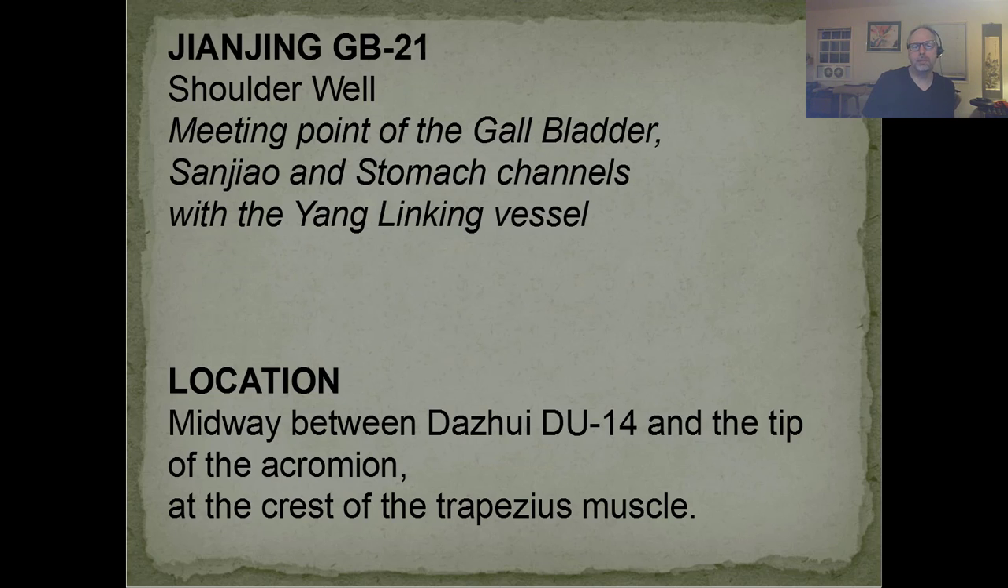21. 21 is the midpoint from DU 14, found on the lower border of C7, and the tip of the acromion, and the crest of the trapezius muscle. It is also the meeting point of the gallbladder, Sanjiao, stomach channels, and the yang linking vessel.